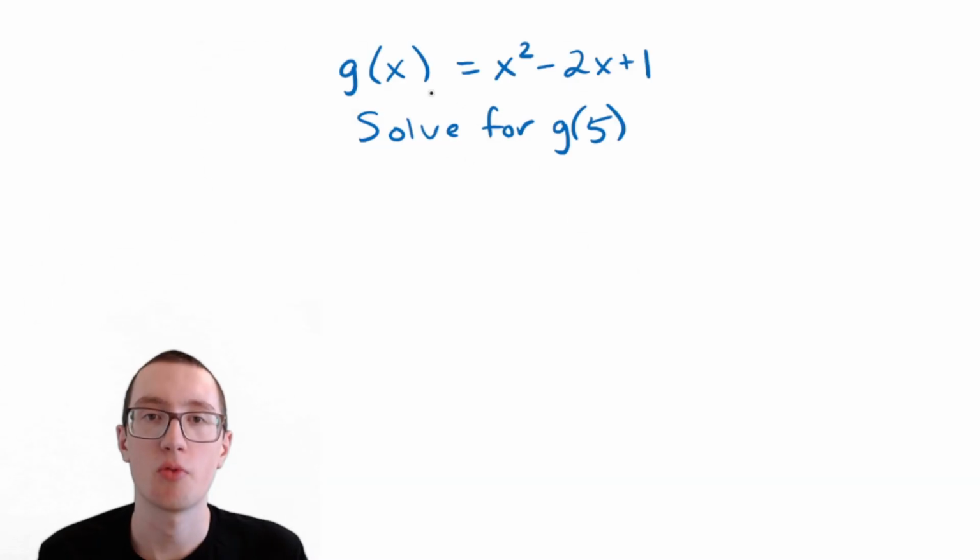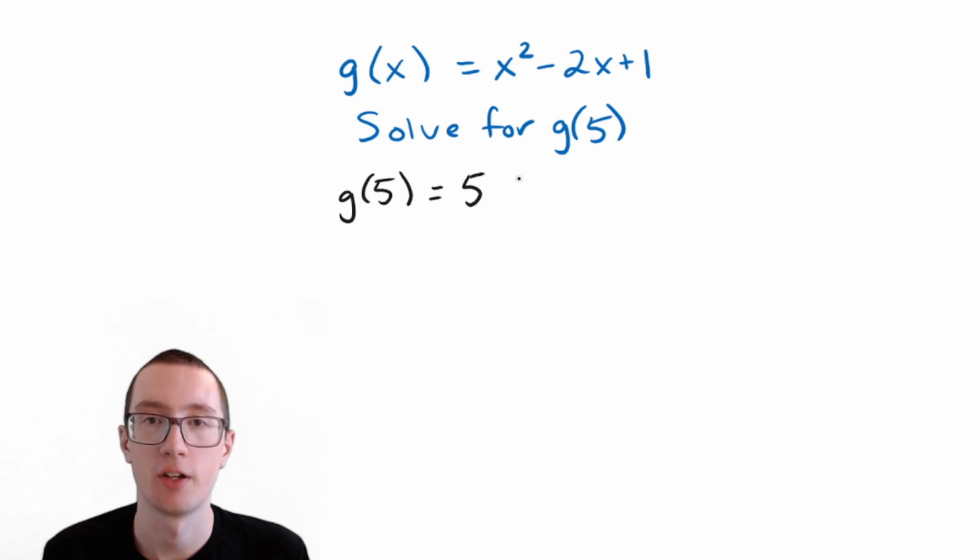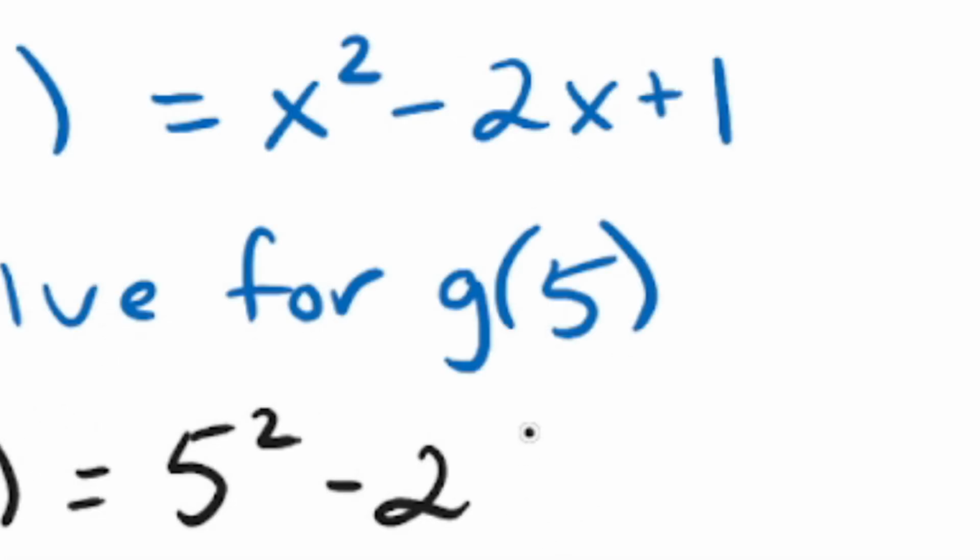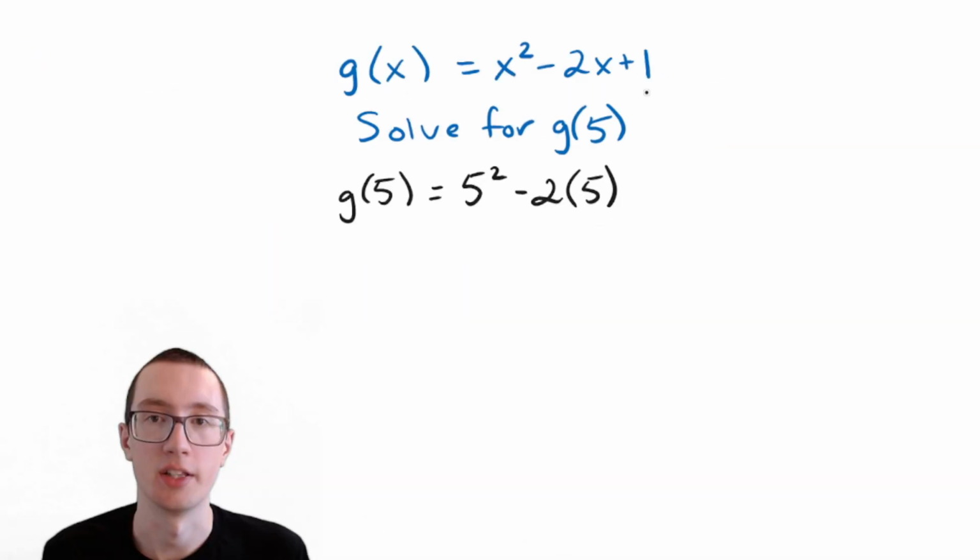So we're going to do the same thing as before. We have x being replaced with 5 here. So whenever we see x in the other side of the equation, we also have to replace it with 5. So g of x is going to become g of 5 equals, and then we have an x here, x becomes 5 squared minus 2 times, and we have an x here, so that's also going to become 5, and then plus 1.